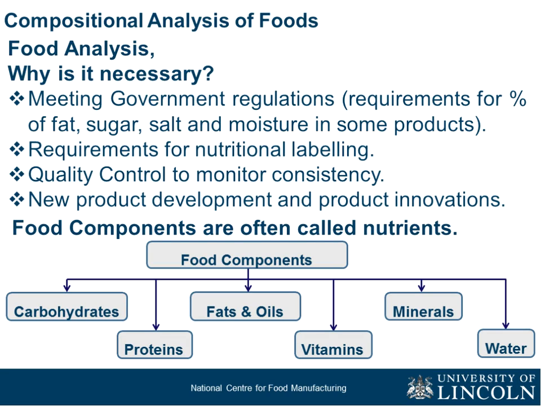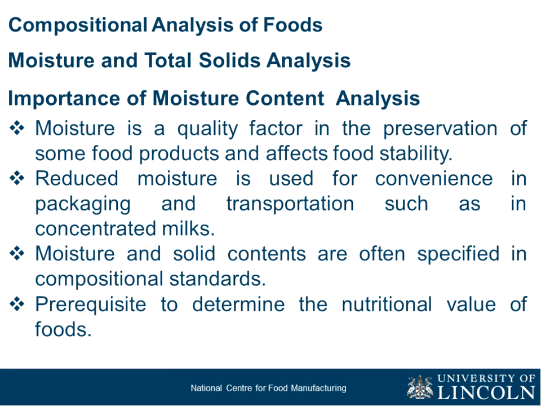And don't forget, we often call the components of food nutrients, and we have carbohydrates, protein, fat and oil, vitamins, minerals, and water. These are the 6 main components of foods, and we have means to analyze each of them. Now I'll quickly go to the first one, which is total solid analysis.